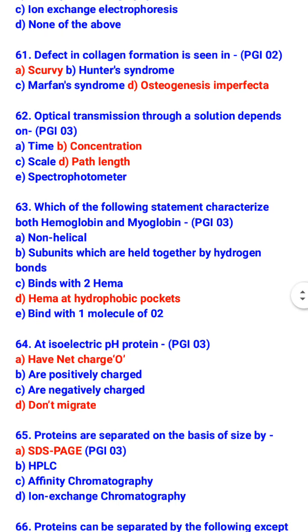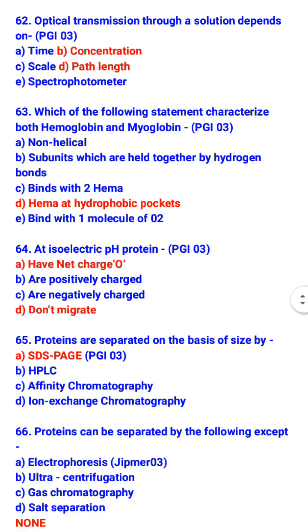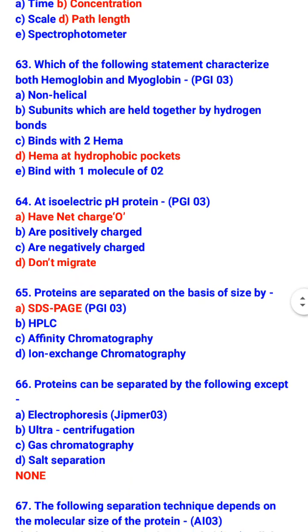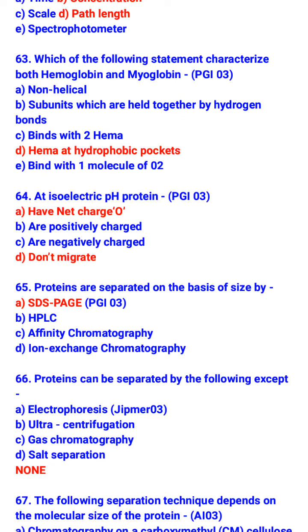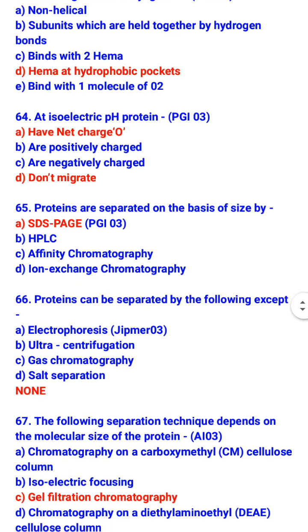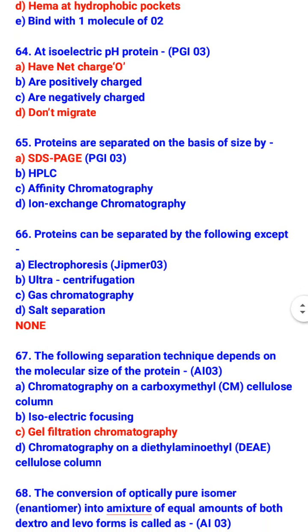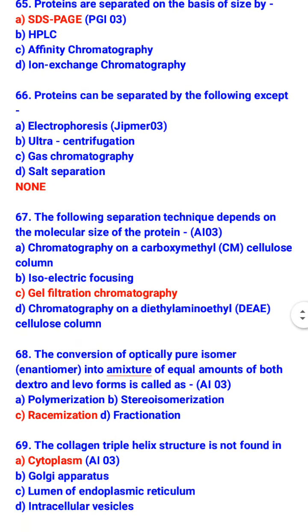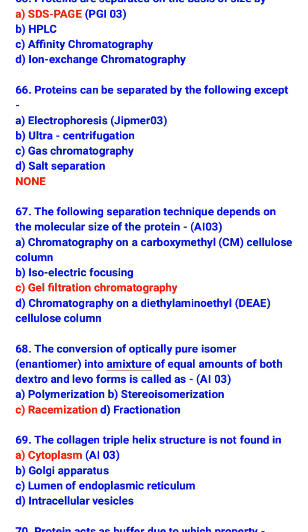Heme at hydrophobic pockets. At isoelectric pH, protein have net charge 0, don't migrate. Proteins are separated on the basis of size, SDS-PAGE. Proteins can be separated by the following except none. So proteins can be separated by electrophoresis, ultracentrifugation, gas chromatography, and salt separation. The following separation technique depends on the molecular size of the protein: gel filtration chromatography.